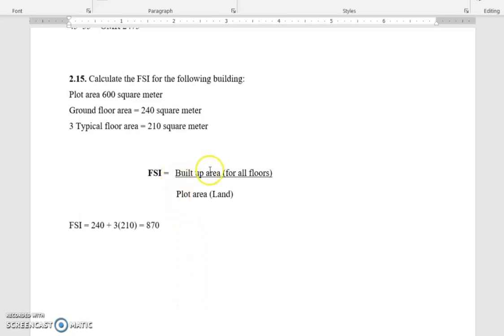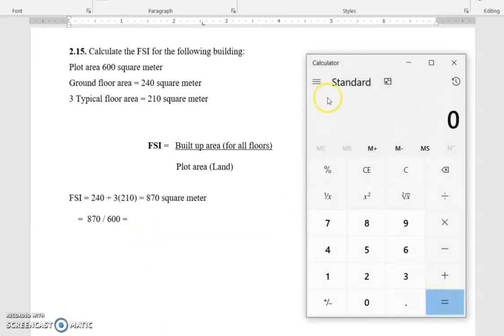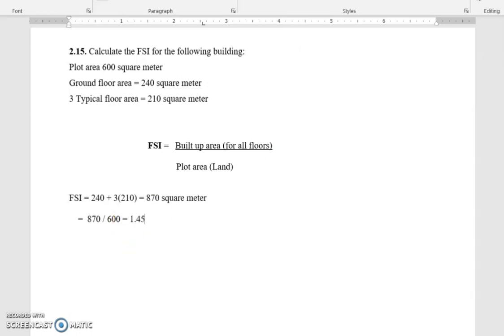870. هذه built up area for all floors. عندك 3 typical floors 210، اوكي، زائدا 240 اللي هي ground floor. طلعت المساحة الكلية 870 سكوير متر. طيب ال 870 سكوير متر راح ايش نسوي لها حتى نطلع ال FSI؟ Divided by plot area اللي هي مساحة قطعة الأرض. نشوف كم تكون. 870 divided by 600 equals 1.45.